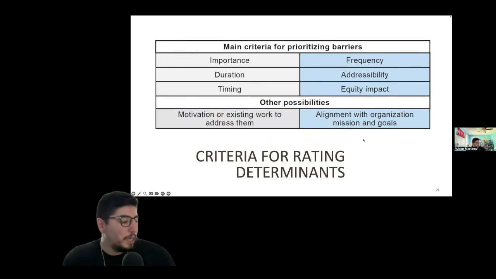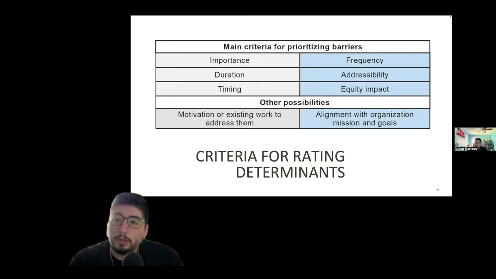So what's important to know here is that you can prioritize determinants on a number of different criteria. It might be that you prioritize on importance. So how important is this barrier likely to be in the success of our implementation? And you might also prioritize on frequency. How frequently do we think this barrier will occur? There are also other criteria you can use. Things like, what is our existing motivation or our organizational motivation to address this barrier.